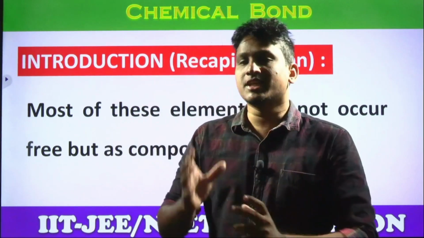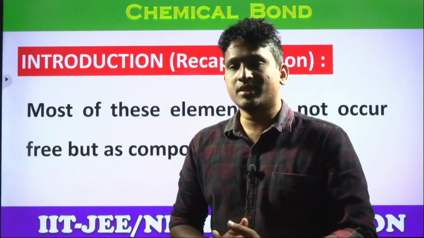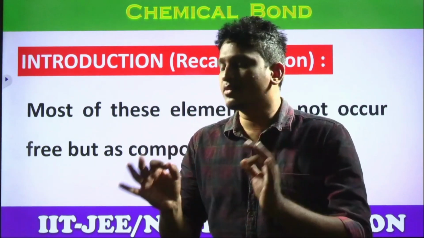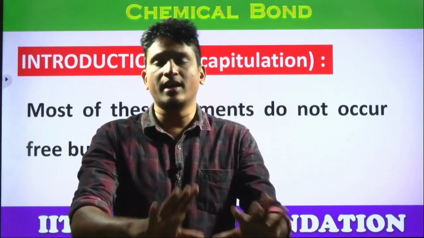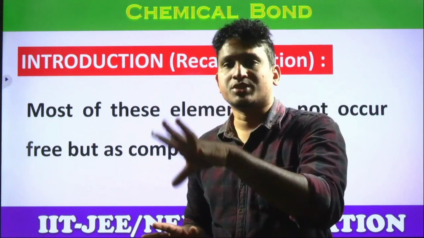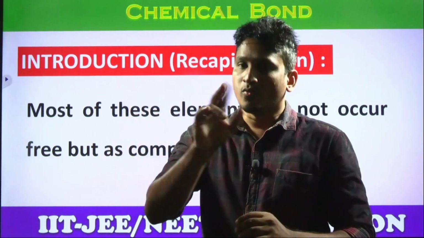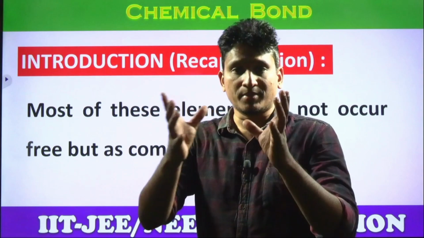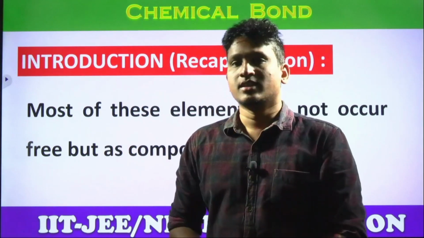For example, let's take the hydrogen atom. What is the symbol of the hydrogen element? H. Do you think the hydrogen atom exists in nature freely as a hydrogen atom? No. Hydrogen combines with another hydrogen to form hydrogen gas. Why does it combine with another hydrogen only? That depends upon the valency that we'll discuss in this video.